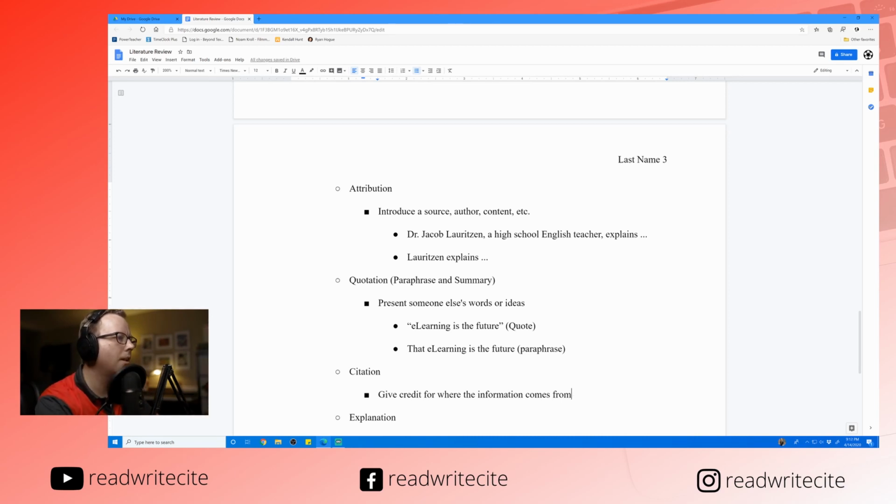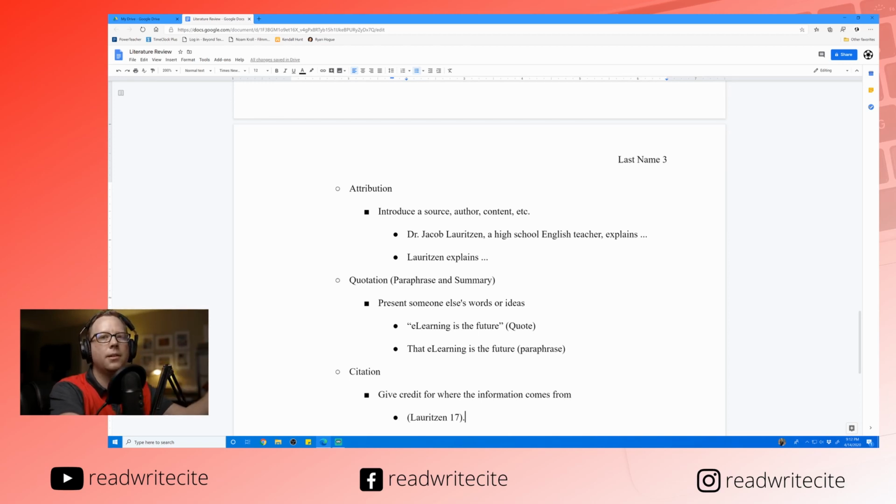Attribution helps alleviate that problem. Okay, you're going to give credit for where the information comes from. This is going to be what shows up in your parenthetical citation or your in-text citation. So this might be Lauritsen, 17, period. This is a point that many people get wrong. The period doesn't go before the parentheses.